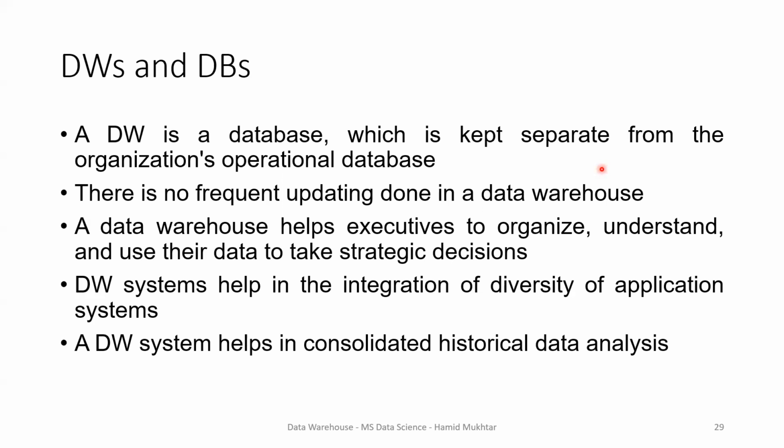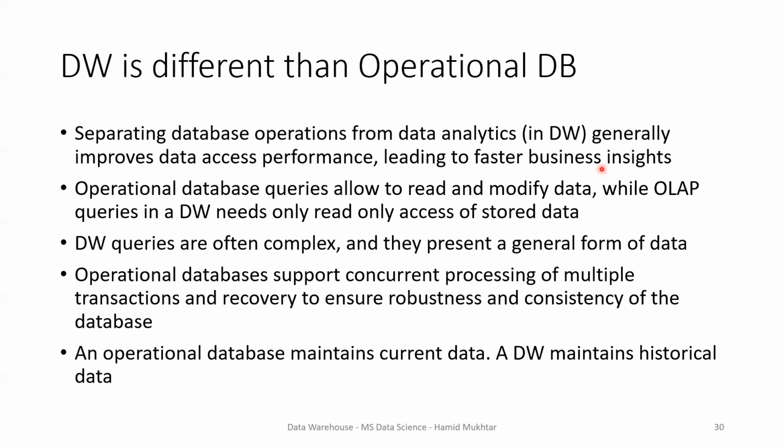A data warehouse system helps in consolidated historical data analysis. Consolidated means combined. Historical data is, let's say, from 1 month, from 1 year, even up to 10 years. So a data warehouse may contain data up to 10 years or even more, all the organization history, all the types of products used, sold, returned, damaged, created, distributed. All the information is there in the data warehouse. Again, a data warehouse is different.